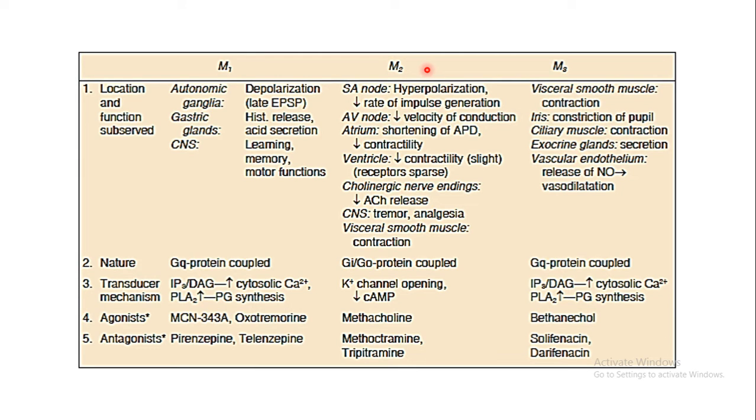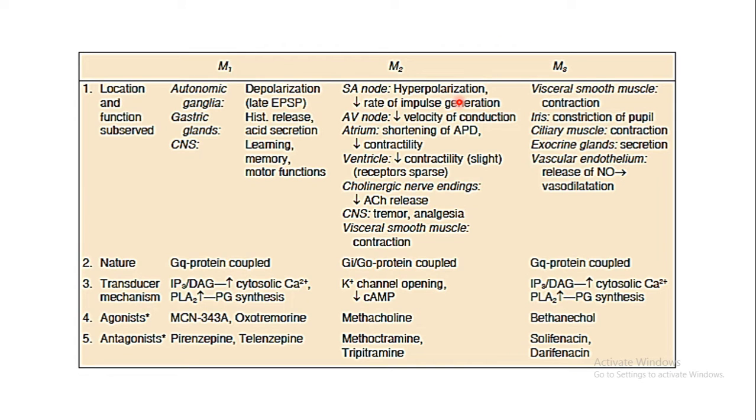Then coming to the M2 receptor, basically these M2 receptors are found in the heart. Okay, the main muscarinic receptor found in the heart is the M2 receptor. So let us see exactly which are the areas in the heart where it is found. In the SA node, which is a pacemaker responsible for generation of the impulses, it results in hyperpolarization. Okay, action potential we have seen, the depolarization phase and the repolarization phase and the hyperpolarization, where it goes below the basal potential or the resting potential. It goes below that, so it causes the hyperpolarization.